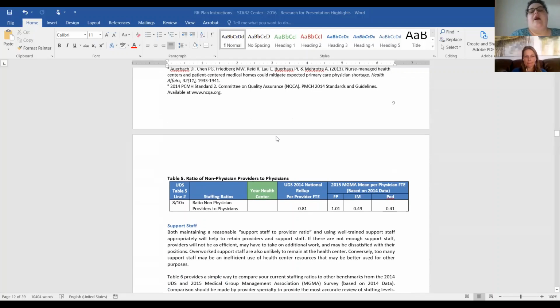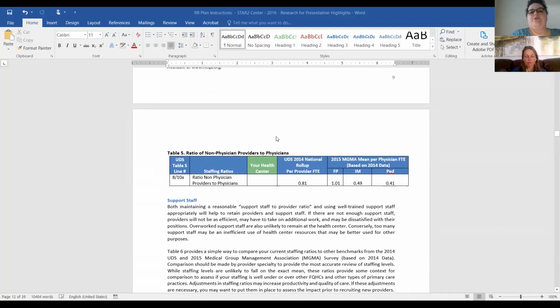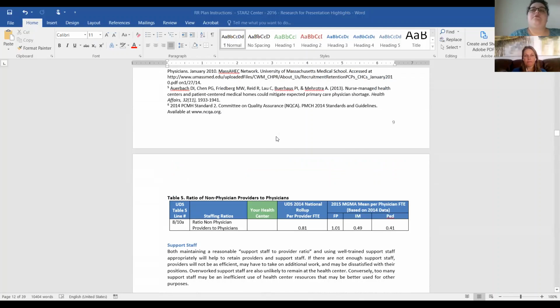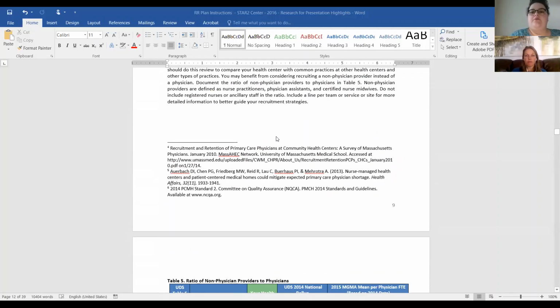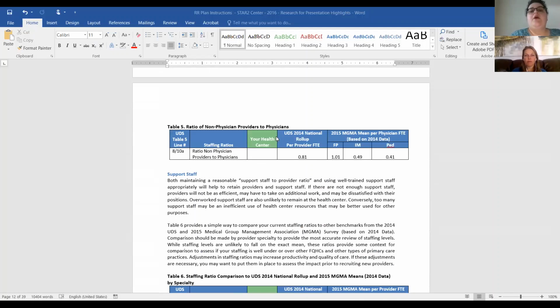But one thing that I will point out is you'll notice we have some of these charts pre-filled out. You'll find that all in the retention and recruitment plan, but in the instructions, it's going to give you examples. And it's going to have UDS data that's already in there. And yes, this is from 2014, but it's very easy. The health center can know, okay, this is what I need to pull. This is how I do it.